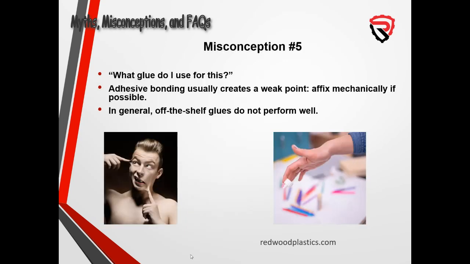Misconception five is, what glue do I use for this? So we often will quote a product and we get asked, what glue do I use to attach this hopper liner or whatever? Well, the misconception is that gluing or adhesive bonding is a good solution for most plastics. It's actually not. Adhesive bonding usually creates a weak point, which is where the bond occurs. There are certain exceptions to that, such as we offer a strong bond product for elastomers, which are rubber and polyurethane. That's actually a very, very strong bonding agent. But for a lot of the thermoplastics, like UHMW polyethylene, that's the one that people really, really want to bond adhesively.